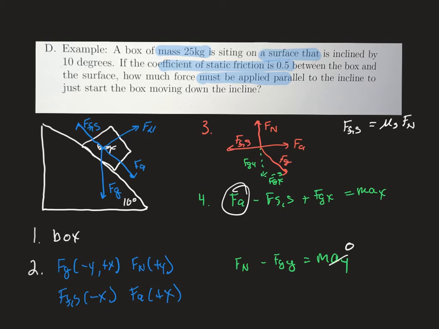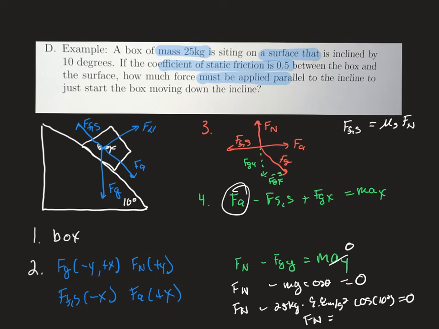Alright, so this is 0. So we have force normal minus mg cosine of theta equals 0. So force normal minus, let's see, 25 kilograms times 9.8 meters per second squared times the cosine of 10 degrees equals 0. That means that force normal is equal to 241 newtons. I can then plug that up here. So the coefficient is 0.5 given in the problem, times 241 newtons. So the force due to friction static is equal to 121 newtons.